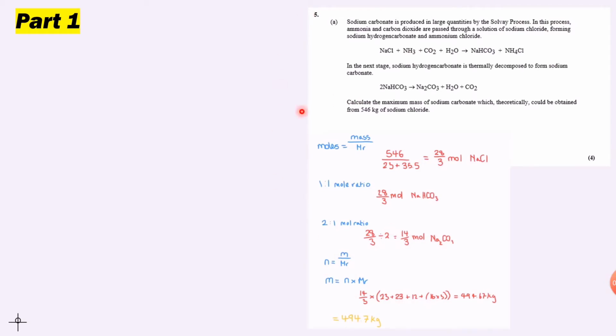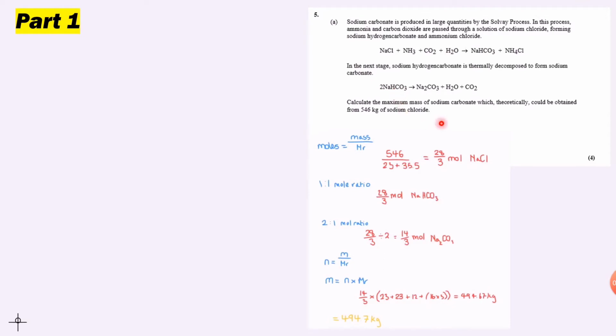So the question, part 1: sodium carbonate is produced in large quantities by the Solvay process. In this process, ammonia and carbon dioxide are passed through a solution of sodium chloride, forming sodium hydrogencarbonate and ammonium chloride in this equation here. And this will be important when we're looking at molar ratios. The next stage, sodium hydrogencarbonate is thermally decomposed to form sodium carbonate. So we're taking one of our products from here and putting it back into an equation.